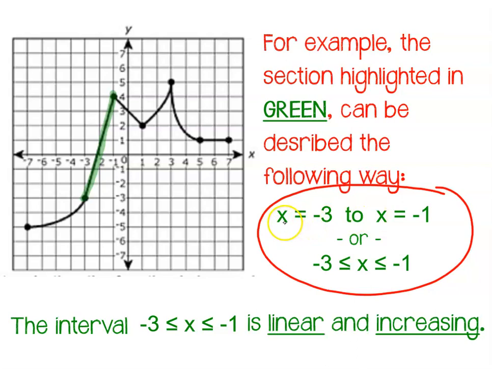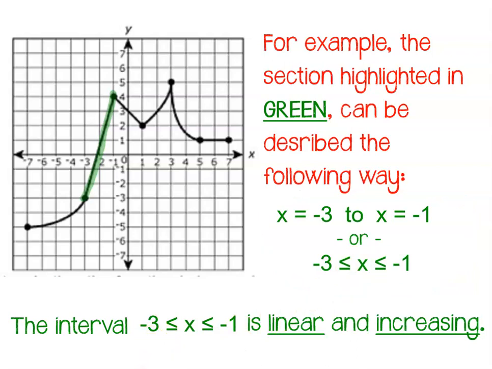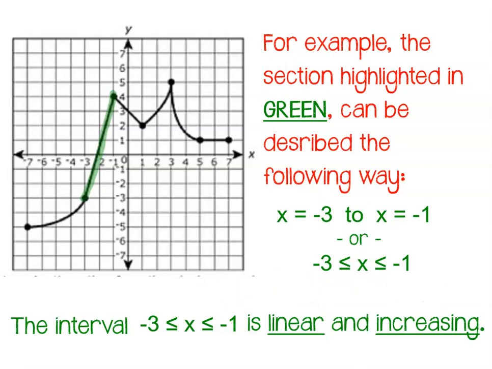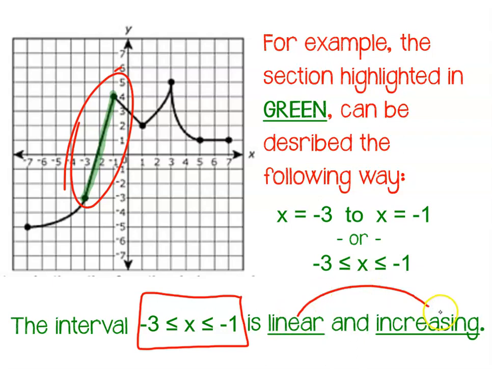symbols. You might say from x is equal to -3 to x is equal to -1, or you might say this inequality here: -3 is less than or equal to x, which is less than or equal to -1. Sometimes you might even say when x is between -3 and -1. So those are the different ways you can describe the actual interval. But in addition, you can actually describe the shape of the graph. So one thing you need to describe to me today is what section to look at. And then the second thing is how does it appear in that section.